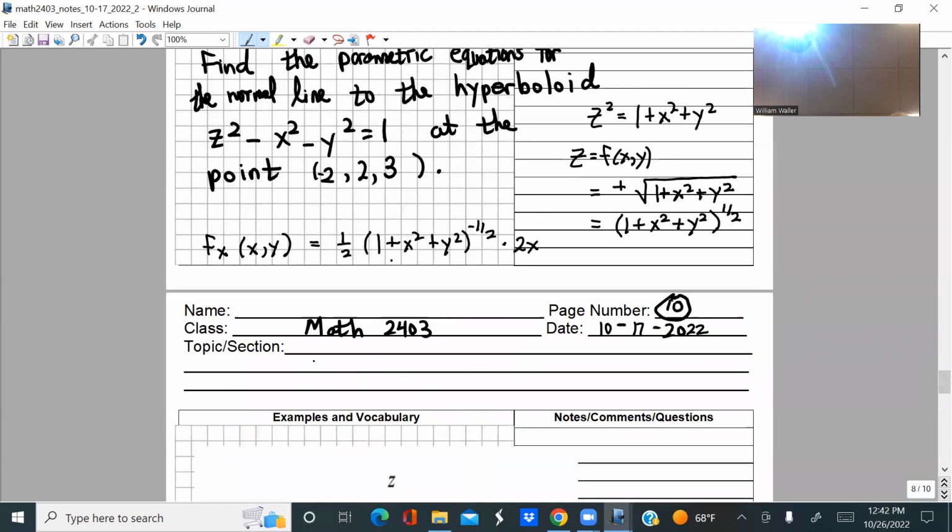Let's put it down here. So I end up with x over the square root of 1 plus x squared plus y squared. Oh, so it's not so bad after all. Okay.